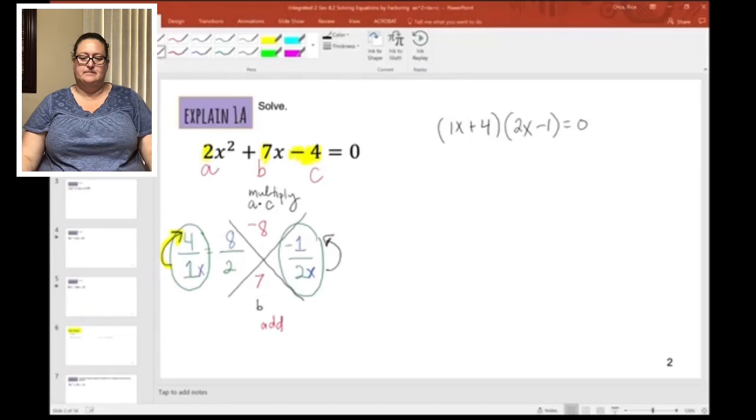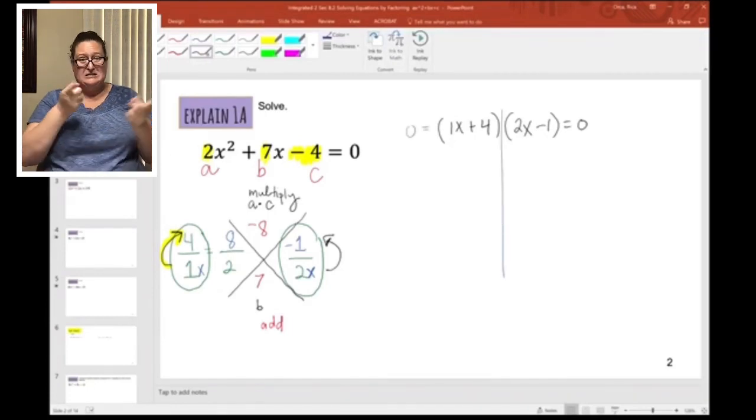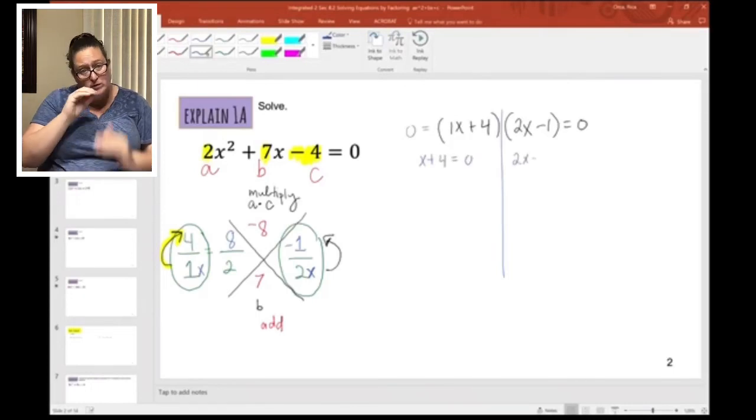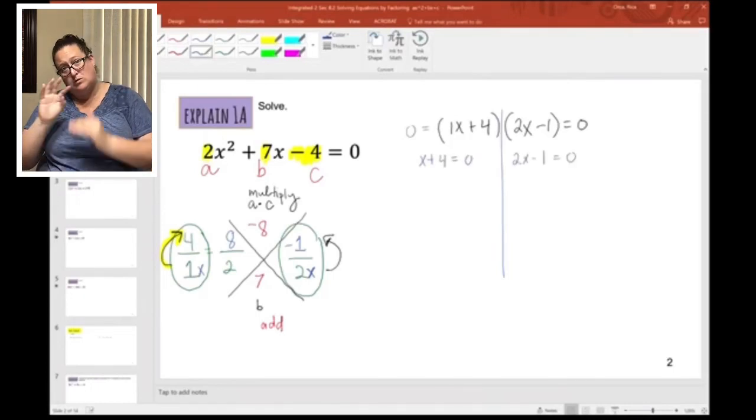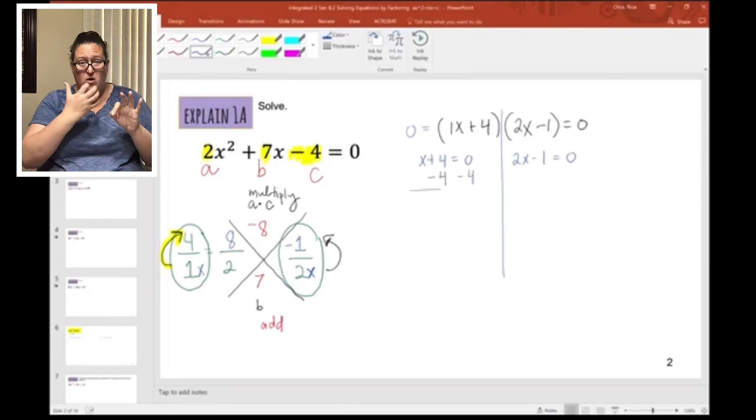Now we're going to use the zero product property to solve. So I'm going to take each factor and just set it equal to 0. X plus 4 equals 0, and 2x minus 1 equals 0. Let's solve each one. In the first equation, I want to subtract 4 to both sides. That's going to give me x equals -4.